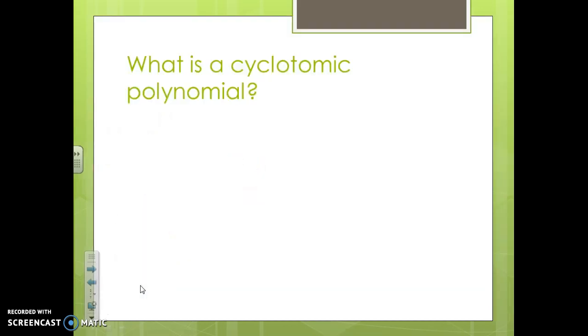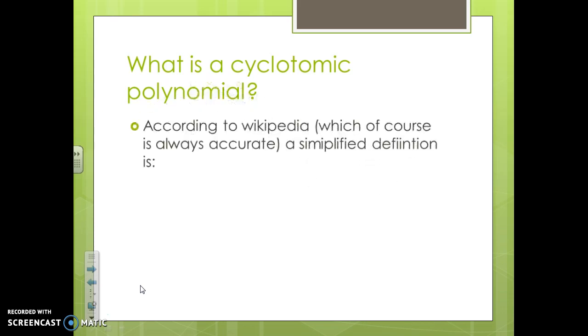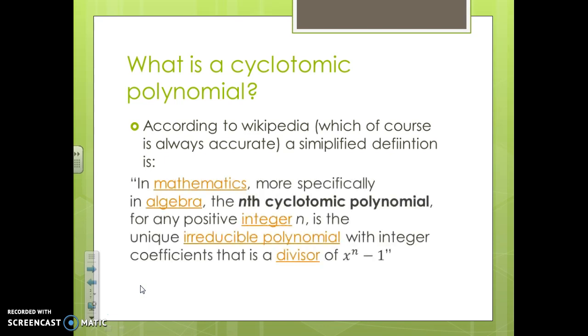So what is a cyclotomic polynomial? According to Wikipedia, which of course is always accurate as we know, a simplified definition, I just copied and pasted the first part of it down here. In mathematics, more specifically in algebra, the nth cyclotomic polynomial for any positive integer n is the unique irreducible polynomial with integer coefficients that is a divisor of x to the n minus 1.